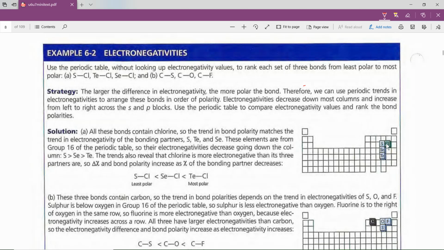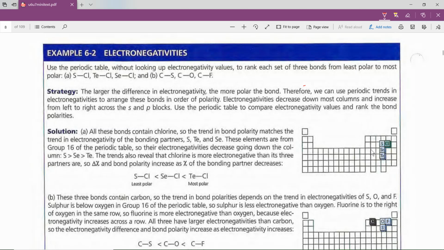SeCl and TeCl, well, TeCl is the greater difference, so that's going to be the most polar, and SeCl is going to be between the two. And if you want, go back and use the numbers and get the differences. So the greatest difference will be between the tellurium and the chlorine. Tellurium is starting to get to be a metalloid, isn't it? Some properties of metals and some properties of nonmetals.